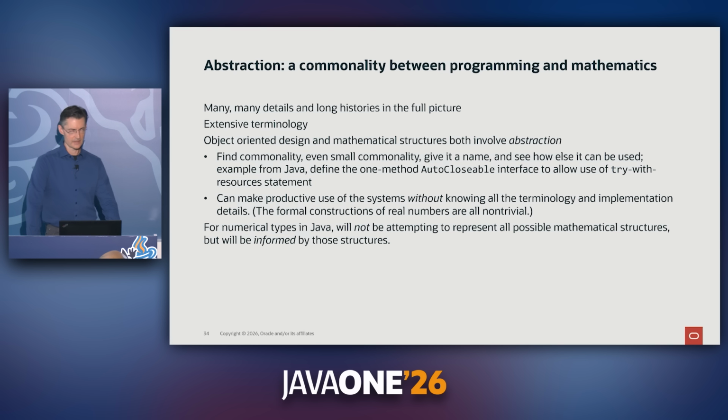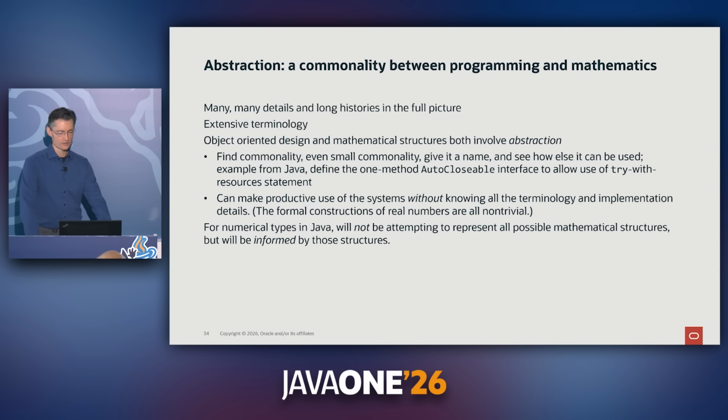For example, back in JDK 7, there was the AutoCloseable interface that was added, which just has a single close method. So why do we do that? Well, that allowed us to use the try-with-resources statement in a principled way, even though it was a very small interface. And in both cases, for collections and these numbers, we can make productive use of the systems without knowing all the terminology and certainly all the implementation.